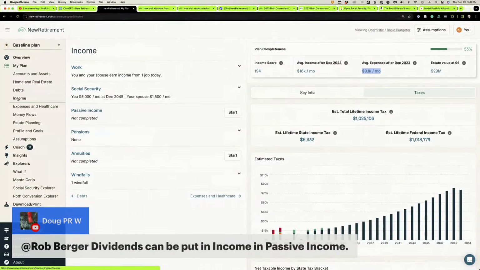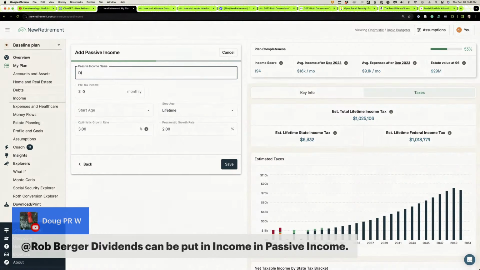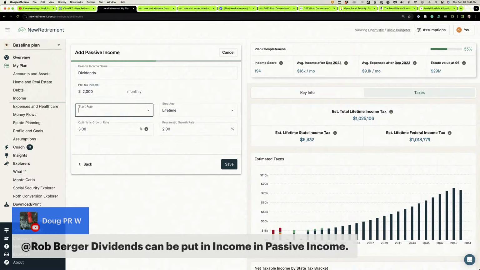Go to income here, passive, and you could put in dividends, whatever, and you can put in the pre-tax amount. So let's say it's $2,000 a month from whatever age to whatever age, and you can have growth. We talked about the fact that if you use different ways to do it, you might not be able to show growth like a transfer. You might not be able to show growth in dividends. You can show growth here, but then this is going to be taxed as ordinary income.